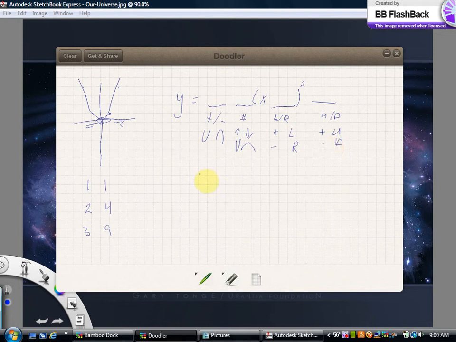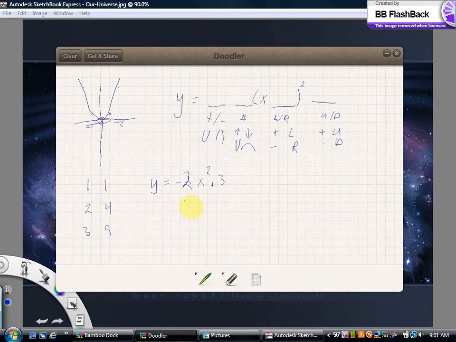Okay, so this gives you a chance to just look at an equation, and once you look at the equation, know the basic shapes. So we're going to do a few here, which are some basic shapes. So if I said y equals negative 2x squared plus 3, then what's that going to look like?